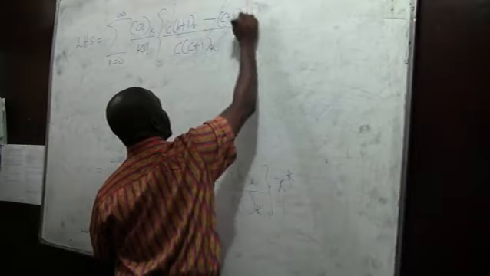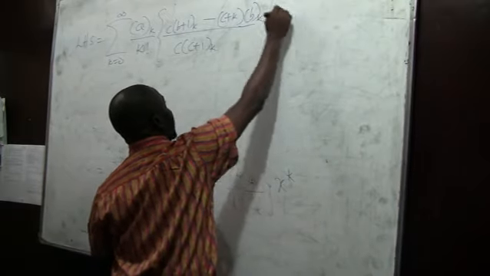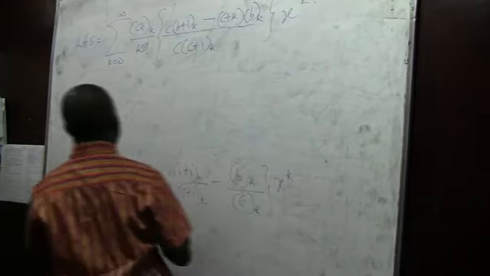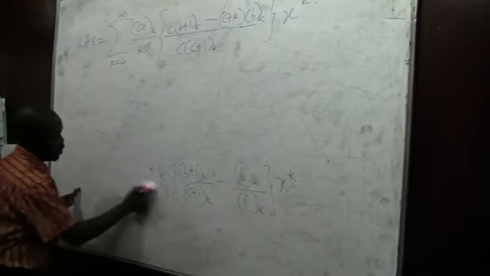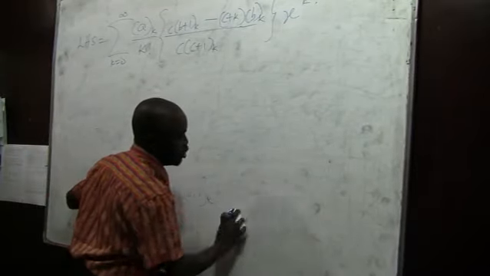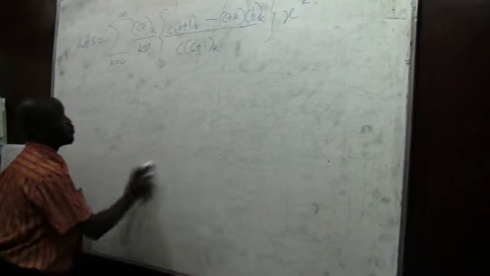Multiplied by the numerator, then x raised to the power k. Now we need to subtract the numerator. How do we go about that? So what are we going to do? Let us bring the two of them out and apply the definition appropriately.